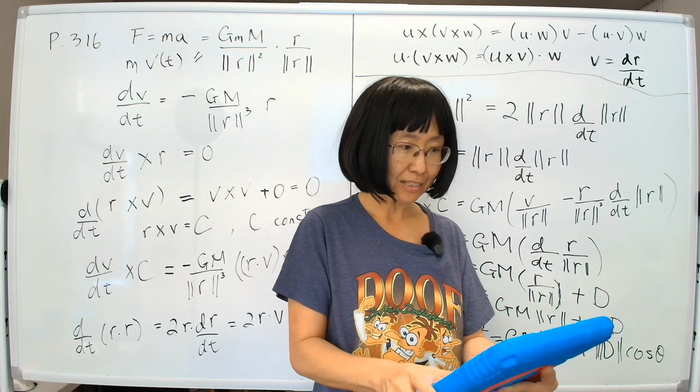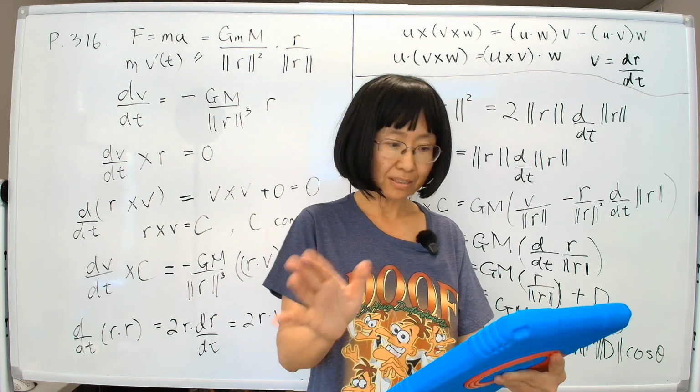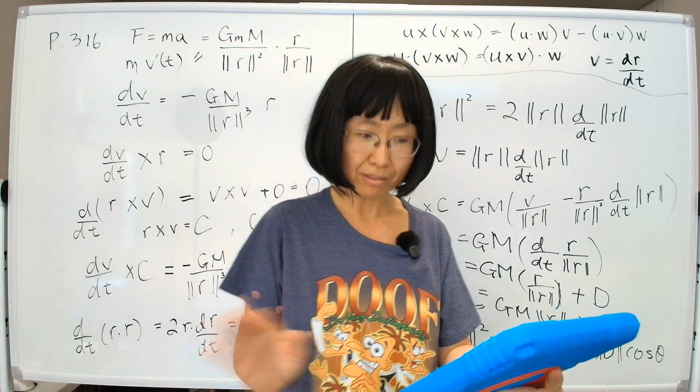So let's go to the next page, where we have example 3.17. Let's skip that because there's neither vector nor calculus in this thing.